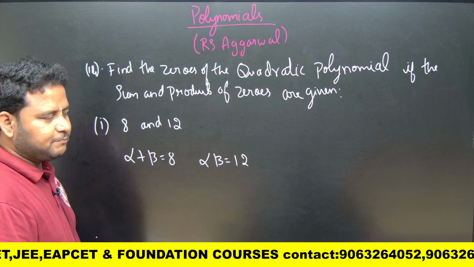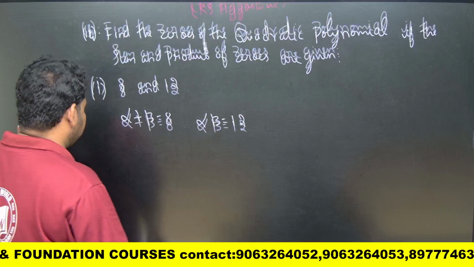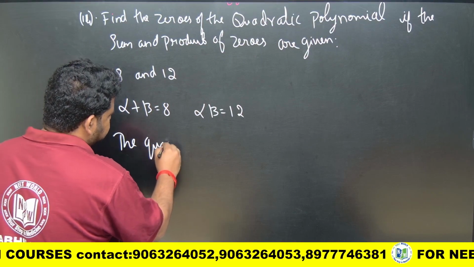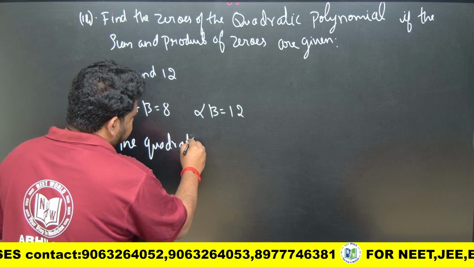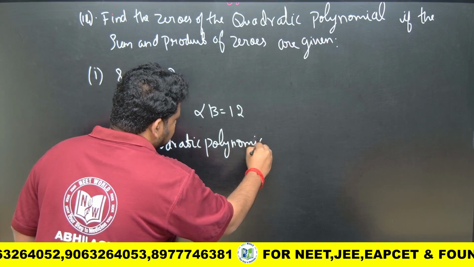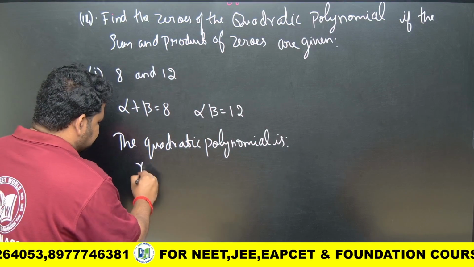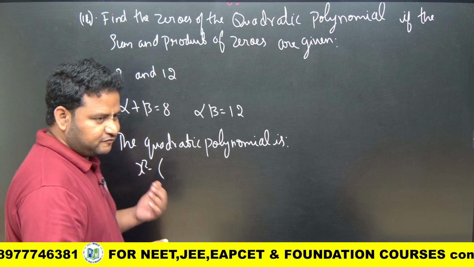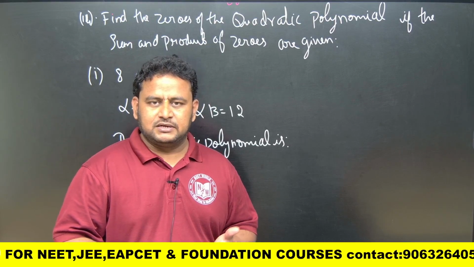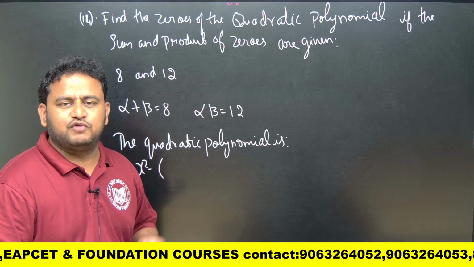Now, the quadratic polynomial. The quadratic polynomial can be written as, it is of the form x square minus. I have solved such types of questions. They had given the sum of the zeros and product of the zeros and asked us to find the quadratic polynomial. Here also it is a similar thing. We will find the quadratic polynomial, then we have to solve it to find alpha and beta.